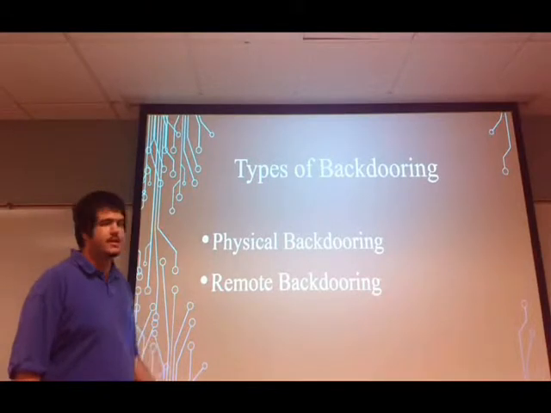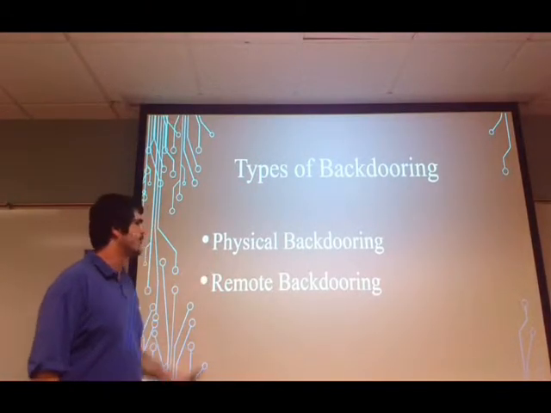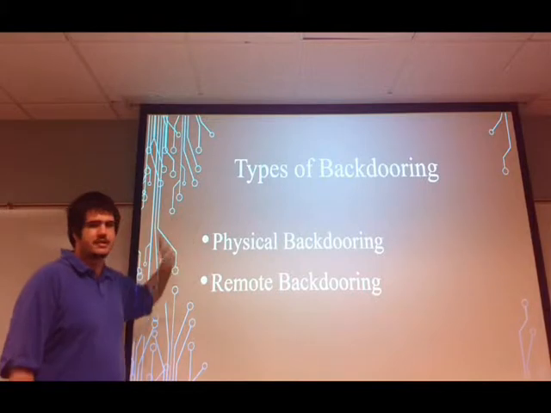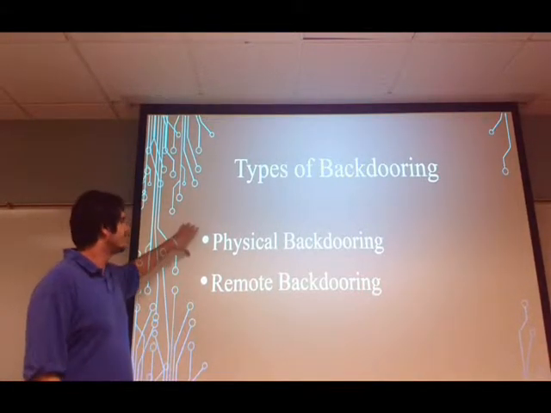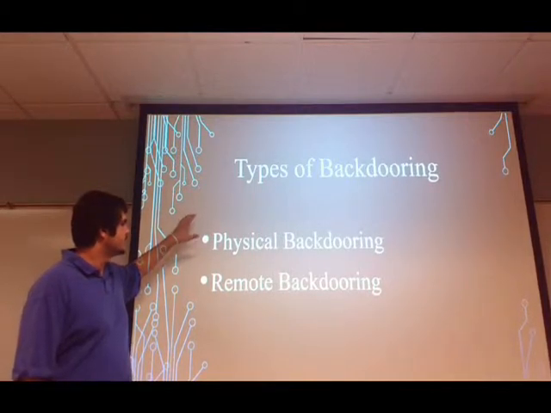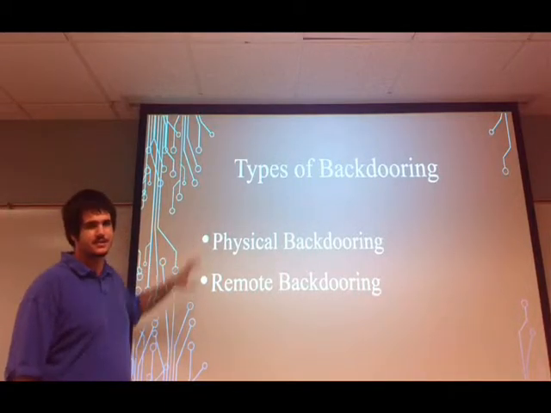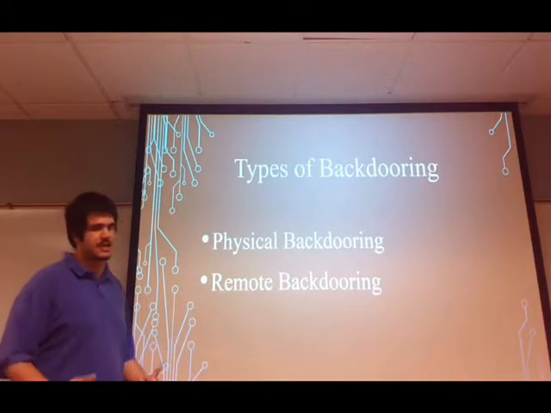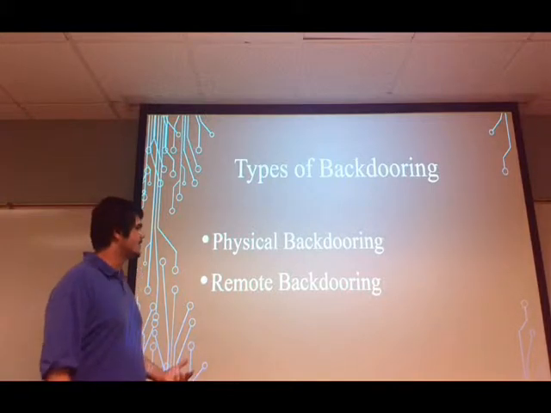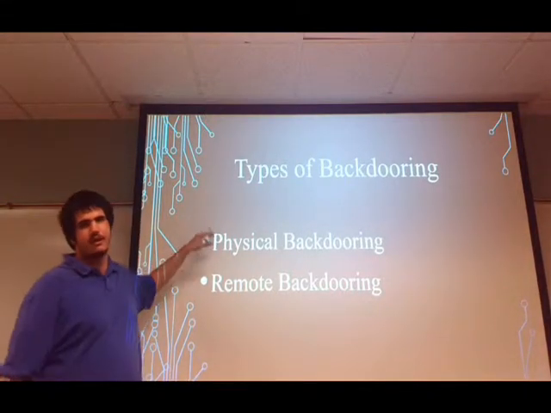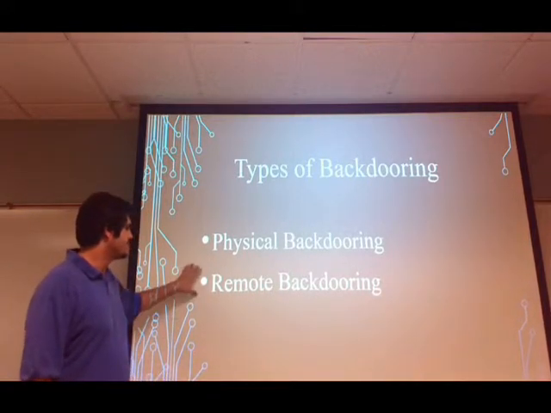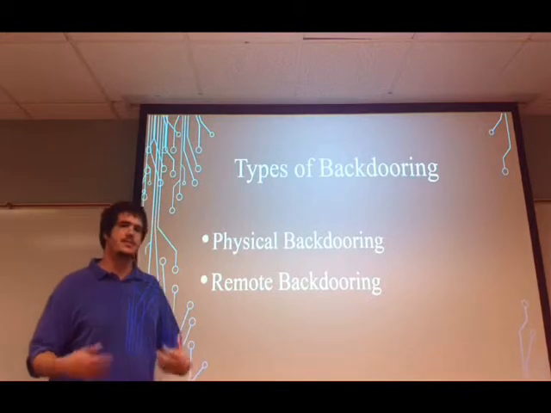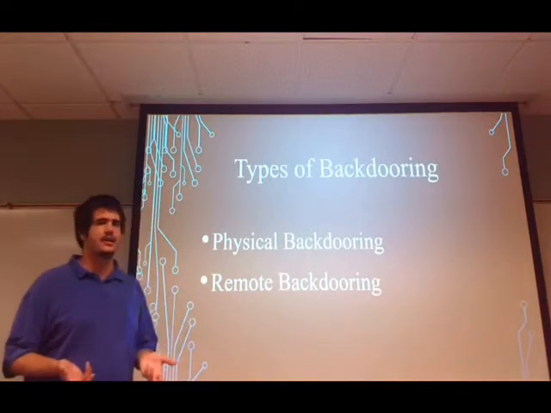So there's two types of backdooring. There's physical backdooring and remote backdooring. Physical backdooring is just what it sounds like. It's with physical access to the device. The golden rule of cybersecurity is always that if the attacker has access to your physical device, you're pretty much out of luck. So there's no real way to get around this, but there are ways to prevent it from happening at the production level.